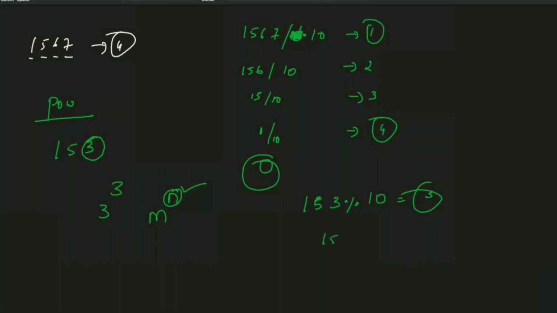I'll reduce the number by 153 divided by 10. What happens now? This becomes one set, right? So this becomes what, guys? One set. I'll be getting a number called 15.